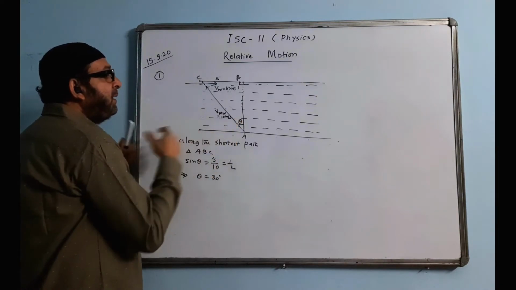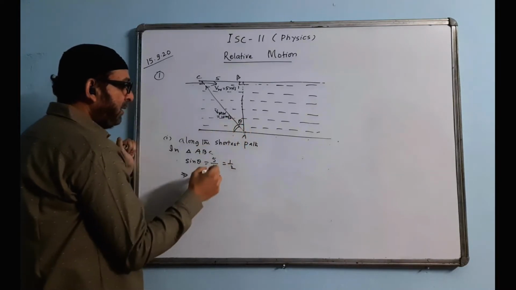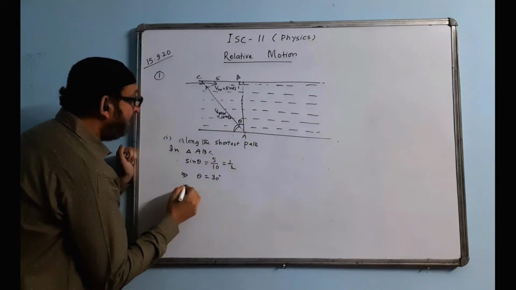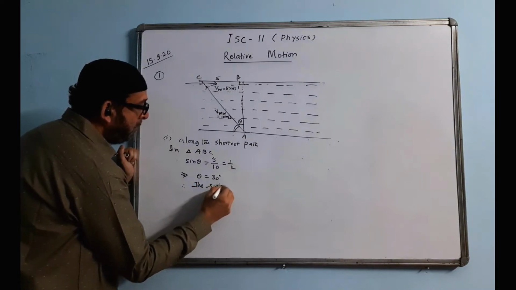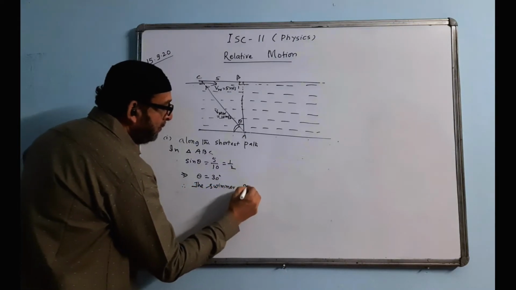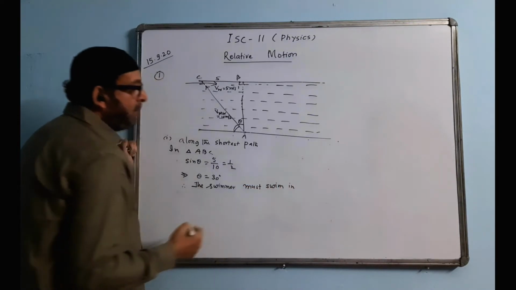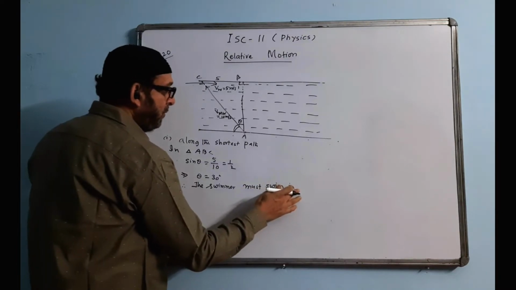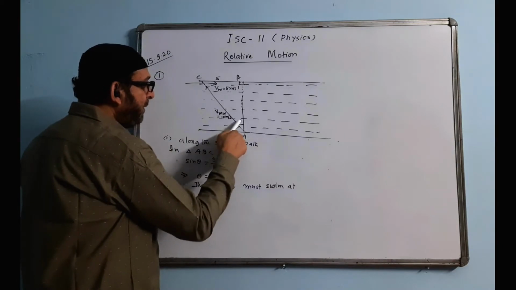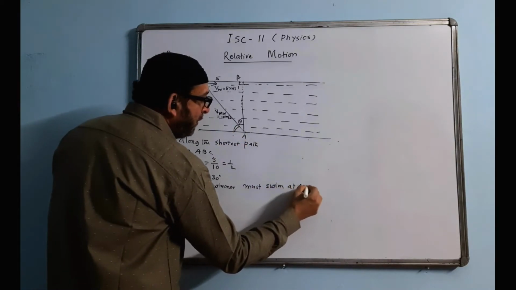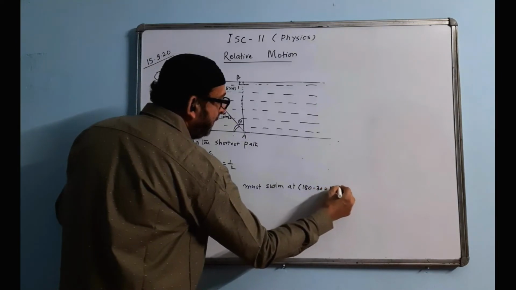If theta is 30 degrees, what is this angle? We'll bother about this angle. This angle will be how much? 180 minus 30, that is 150 degrees. Therefore, the swimmer must swim at how many degrees? 180 minus theta, that means 180 minus 30 equal to 150 degrees.